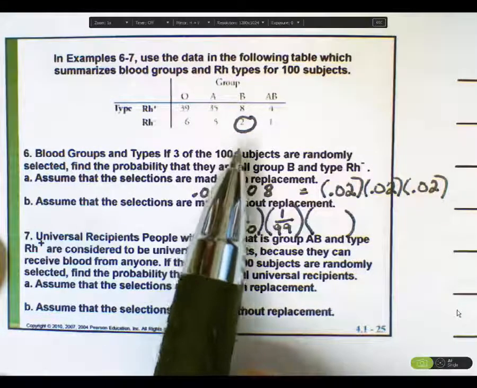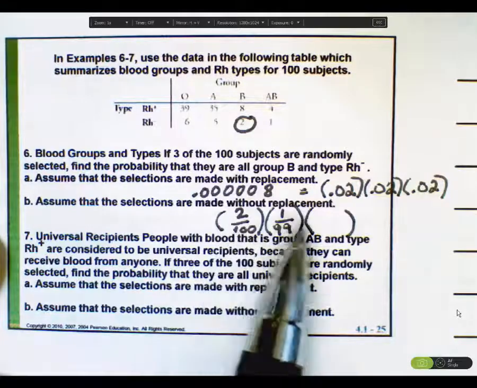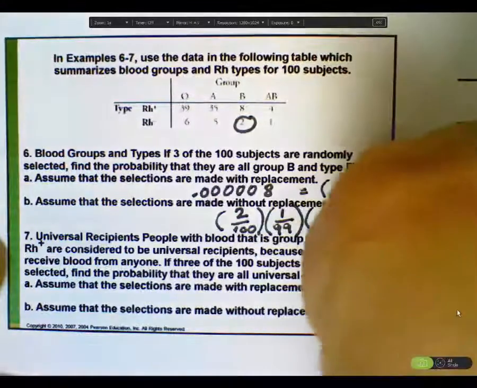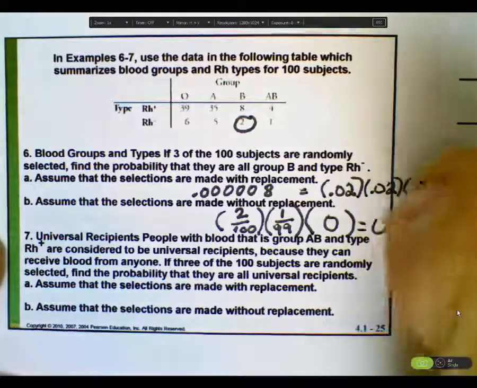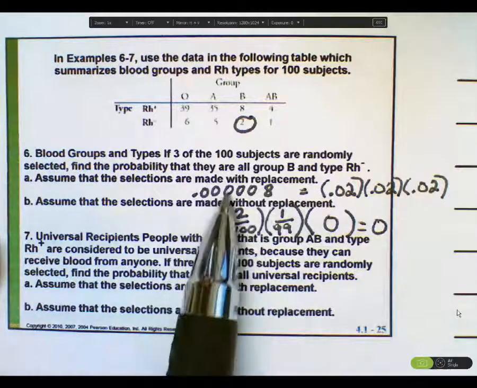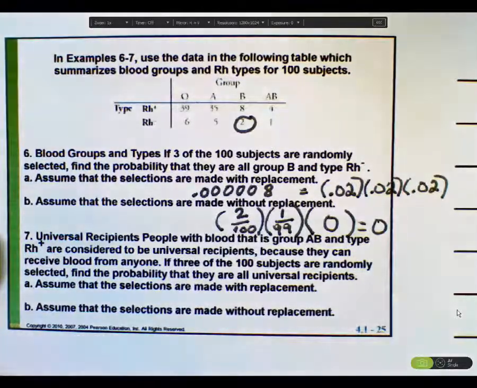There were only 2 in the hat to begin with. I drew out one and didn't put him back. I drew out the other and didn't put him back. There's no chance of that third person still being group B and Rh negative. So without replacement, the probability of that happening is 0. Even with replacement, it's very, very low, but without replacement, that's impossible to happen.